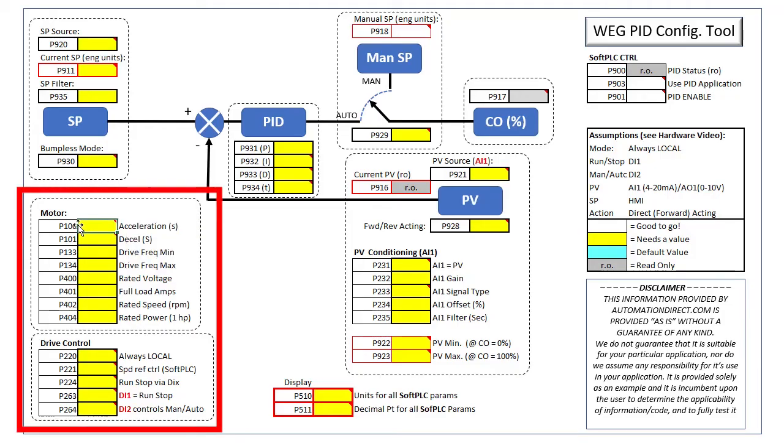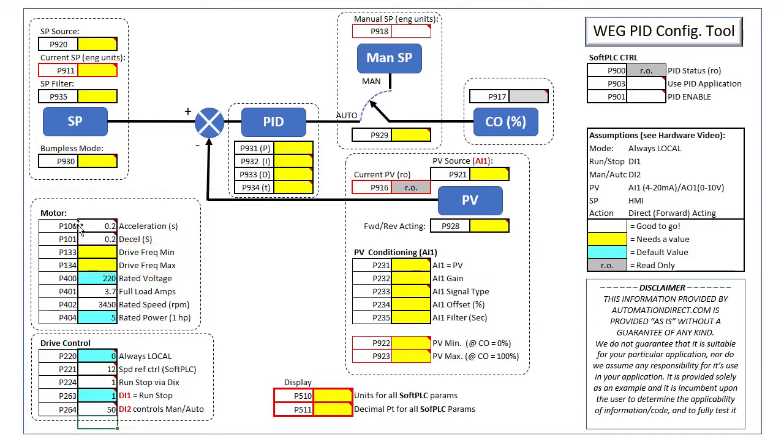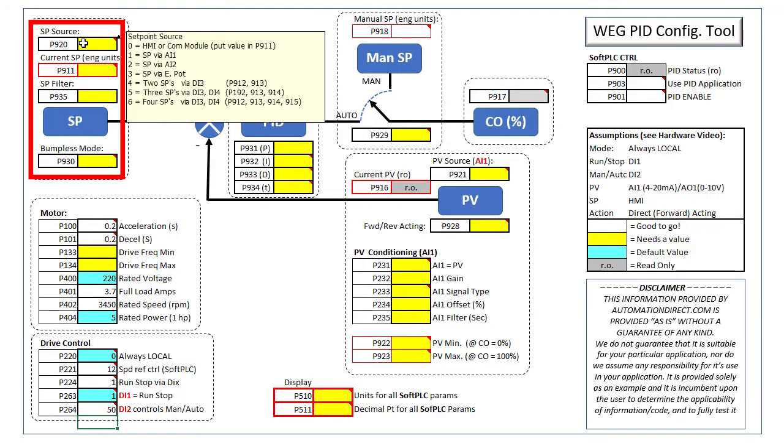My drive parameters are still set up from the previous video, so I'll just re-enter those here to clear the yellow boxes. Except for these two. We're going to change those in a minute, so we'll leave those in yellow to remind us. Okay, let's start with the setpoint parameters.